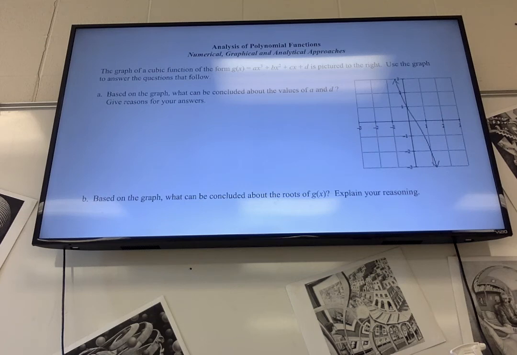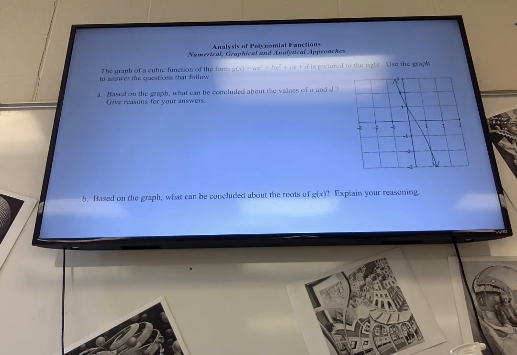Here we go. So for this problem, again, this is the same thing that we have been doing basically, just kind of wrapping it up. The graph of a cubic function in this form is pictured on the right. So we have the picture for it, and then we're going to use this graph to answer these questions.